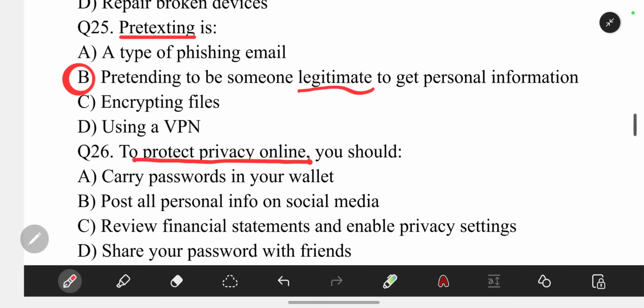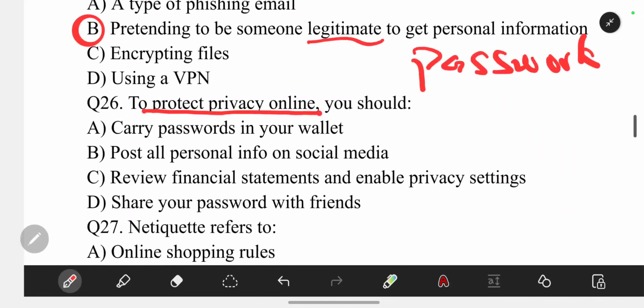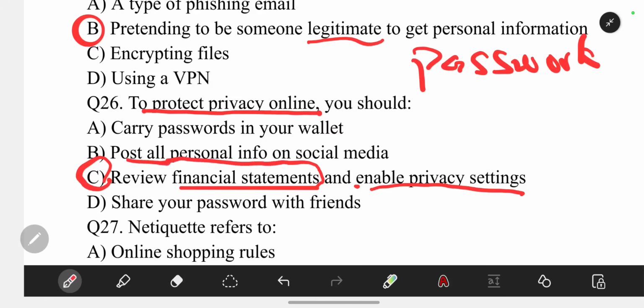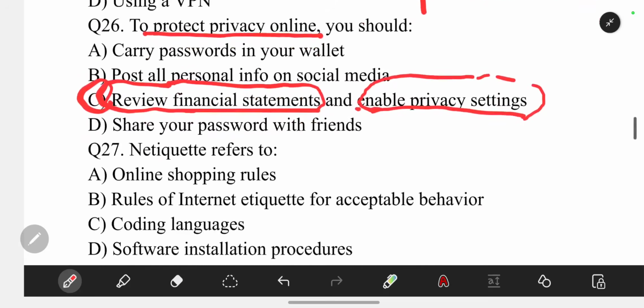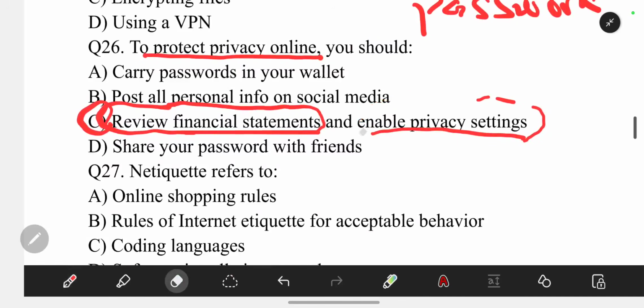26, to protect privacy online, you should. So to protect privacy, you have to, number one, update the passwords and also look at your accounts. So make sure that you review all the financial statements and enable privacy settings, because for most financial statements, you always enter your password. So you have to check if they hack this. Most of the times, then they have hacked everything. So you must be able to check your financial accounts and enable privacy settings.